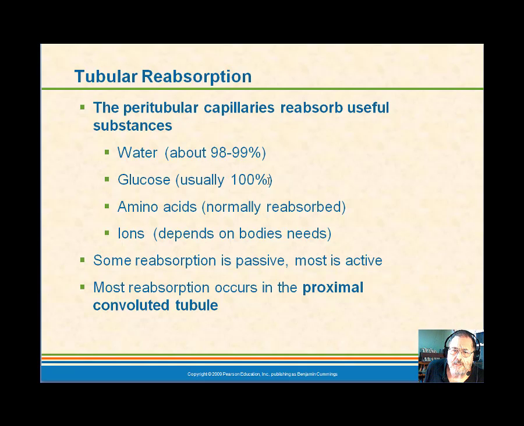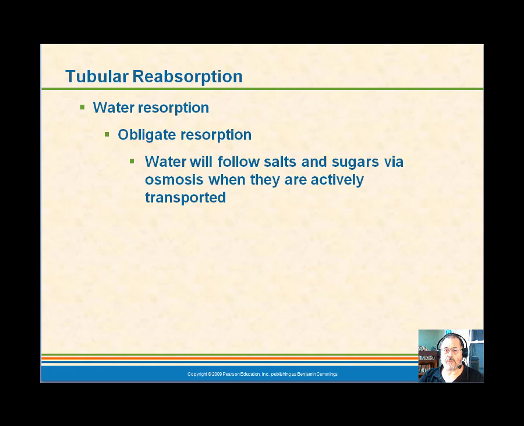Amino acids, these make proteins, and these are normally reabsorbed. And ions, depending on what the body needs, it may let go of some ions because ions are involved in removal of water as well. Some reabsorption is passive, most of it is active, and most reabsorption occurs in that proximal convoluted tubule.